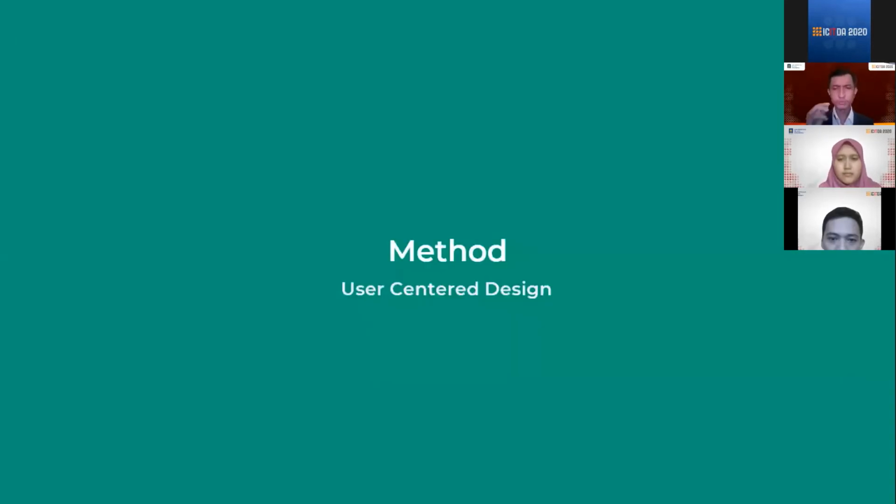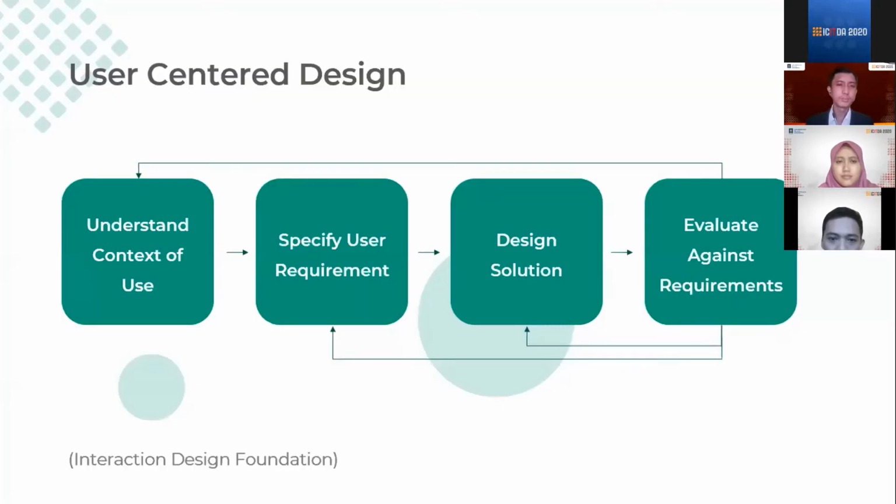And then we jump into the method. I'm using the user-centered design method, which focuses on the design process itself, not on developing the application. This method was described by the Interaction Design Foundation, and it has 4 phases. The first phase is understand context of use. The second phase is specify user requirements. The third phase is design solution, and the fourth phase is evaluate against requirements.